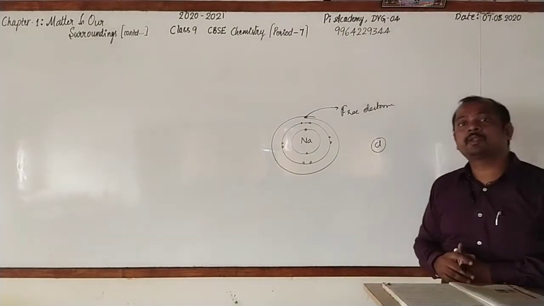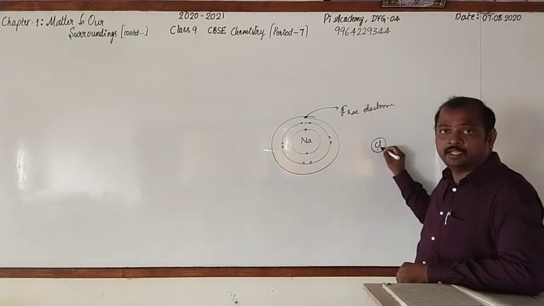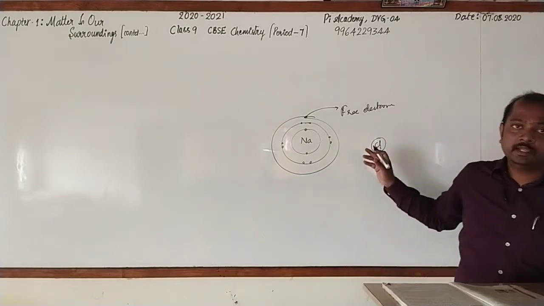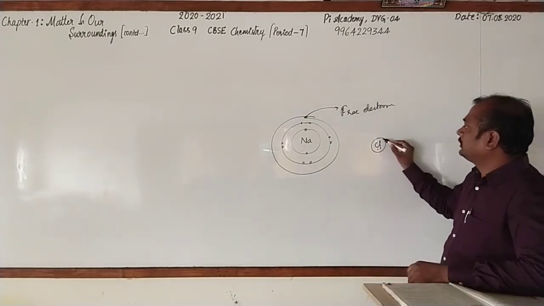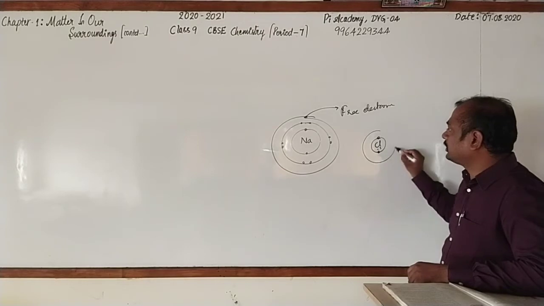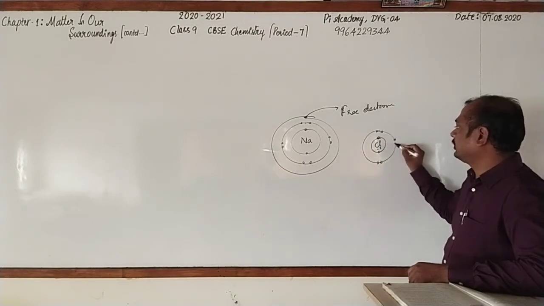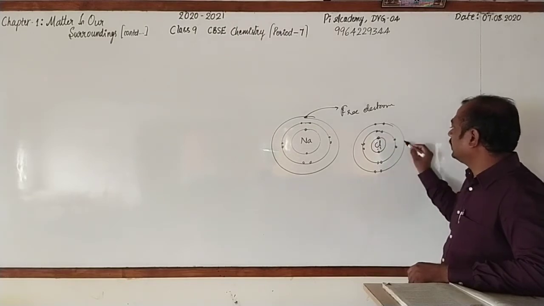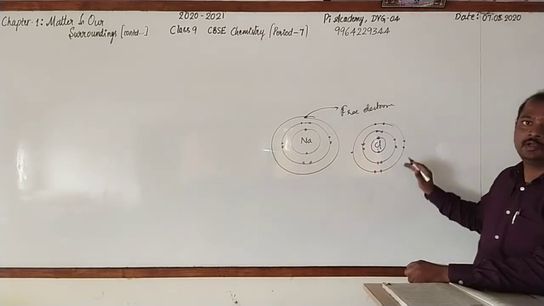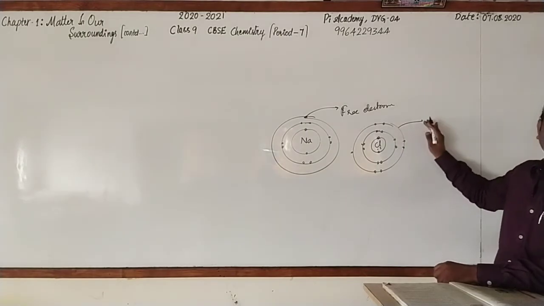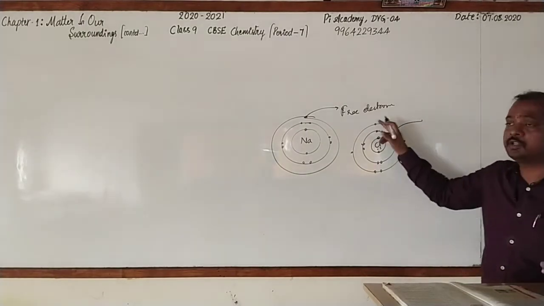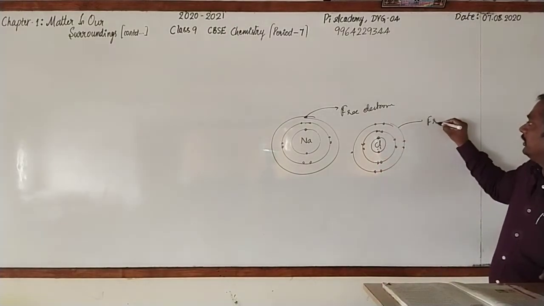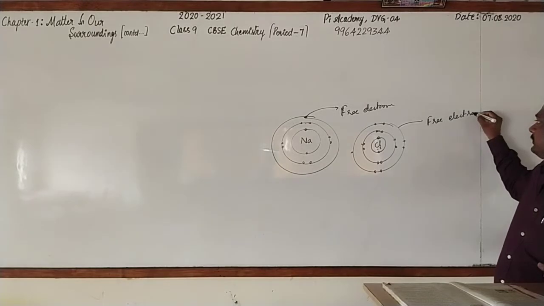Then I'll give you one more example. Chlorine. The atomic number of chlorine is 17. That means there will be 17 protons and 17 electrons inside it. In the first orbit there will be 2 electrons, in the second orbit 8 electrons, 2 plus 8, 10. The remaining 7 electrons will be in the outermost orbit. How many are there? 7 electrons. And these 7 electrons present in the outermost orbit of a chlorine atom are again called free electrons.